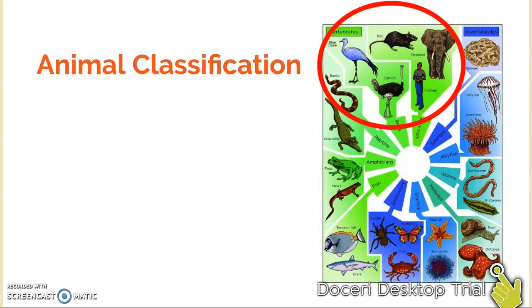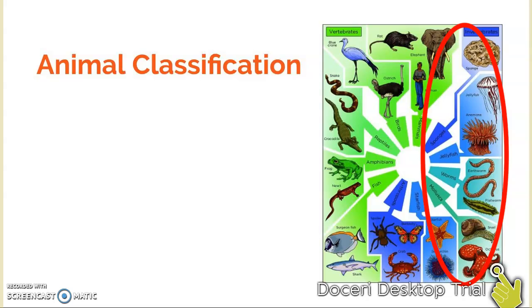So you can see here on the left side, I have animals that have backbones. You can see the crocodile, the elephant, the shark, the surgeonfish, etc. On the other side, we have animals that do not have backbones, like earthworms, jellyfish, snails, flatworms, etc. So we split the animal kingdom into two different groups, vertebrates and invertebrates. Remember, once again, vertebrates have a backbone, invertebrates do not.